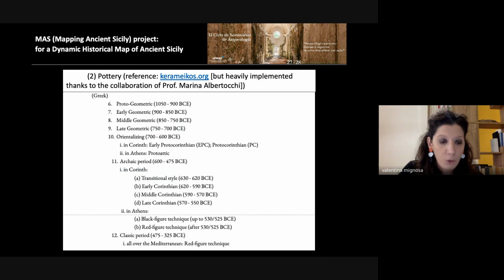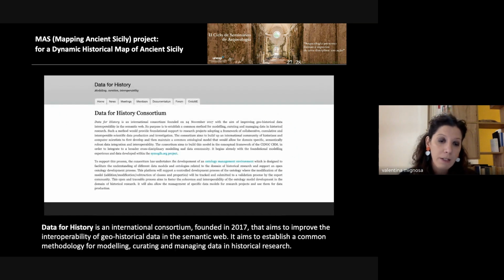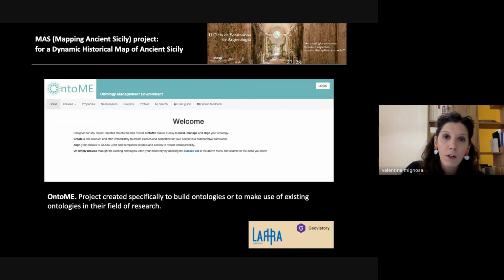But also, when possible, the data have been entered according to the principles of the Data of History Consortium, an international consortium that aims to improve the interoperability of geohistorical data on the web, and using Ontomy, a system that allows you to develop the ontologies of the data in line with those of other similar projects.